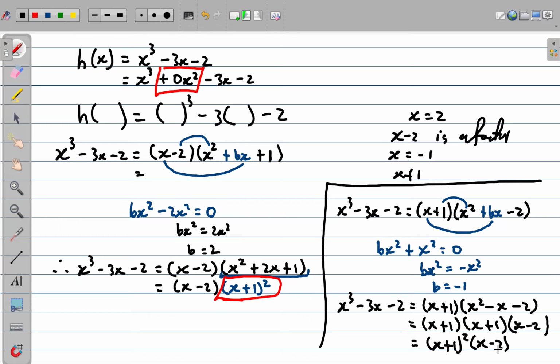And maybe what we will do next time is a bit of advanced questions before we get to cubic functions or polynomials. All right, that will be about it.